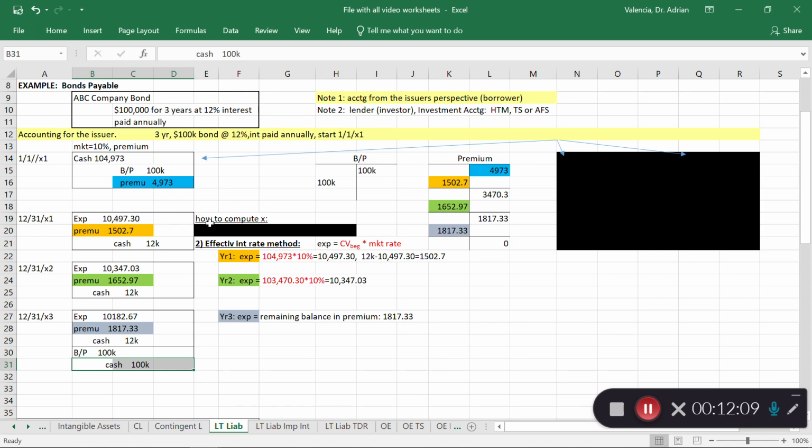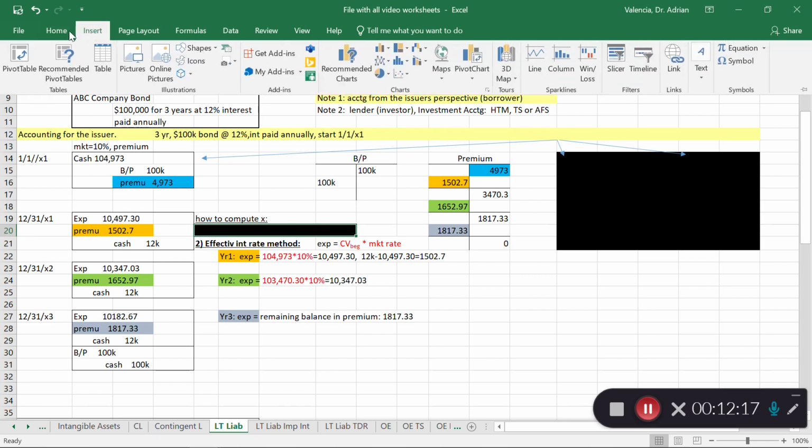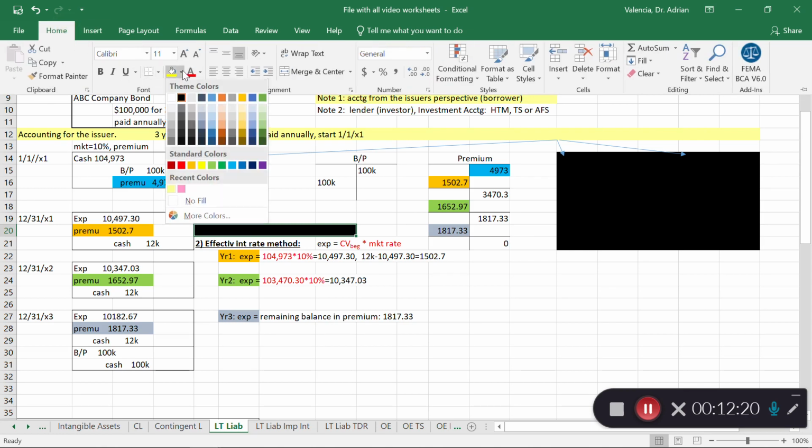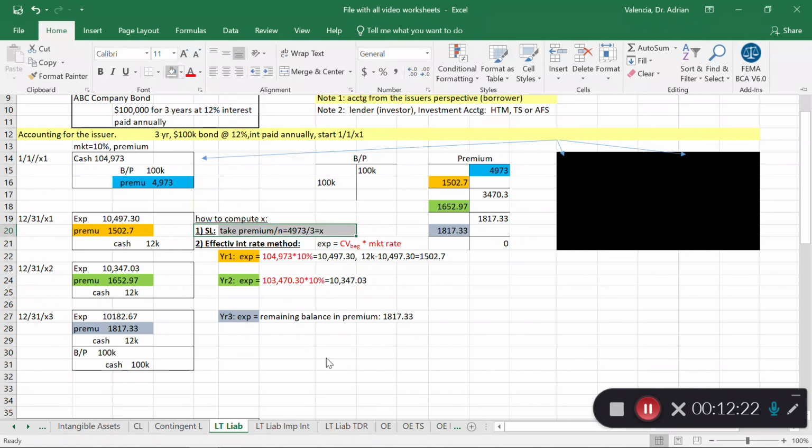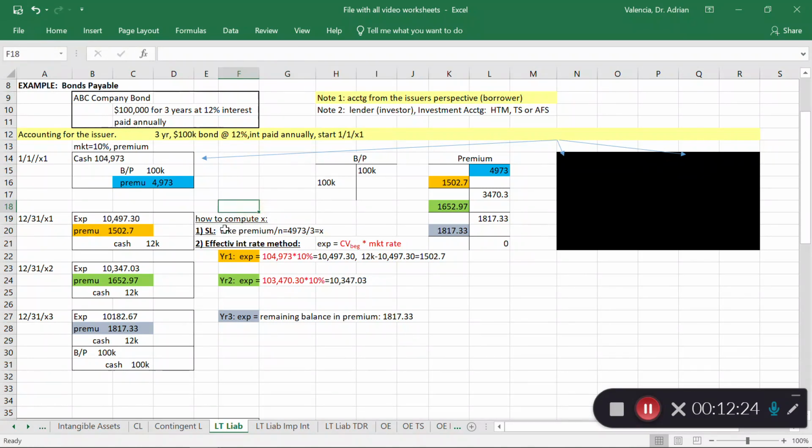So the idea is that in the past, you learned the straight line approach to amortization. Let me remove the fill here. So in the past, you learned, I guess this is the X I was talking about here. Just so we understand why I wrote X there. So the question is, what is this X value?